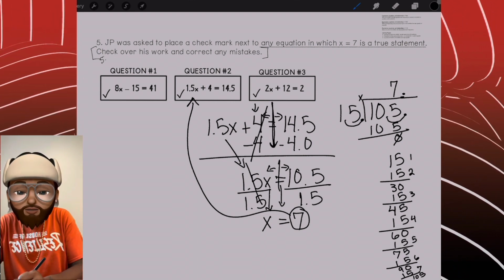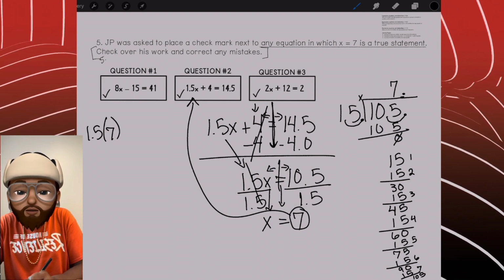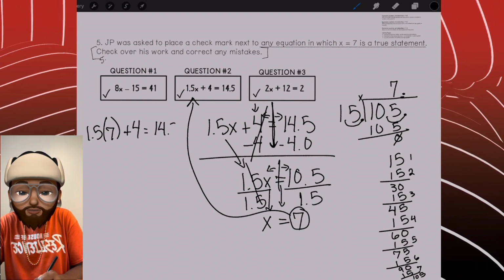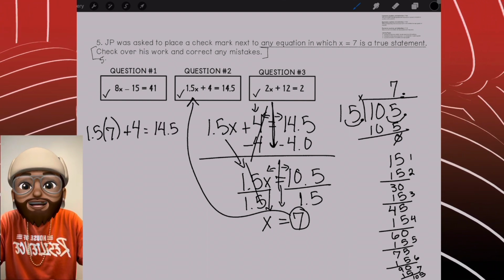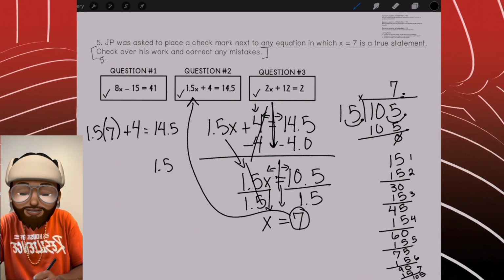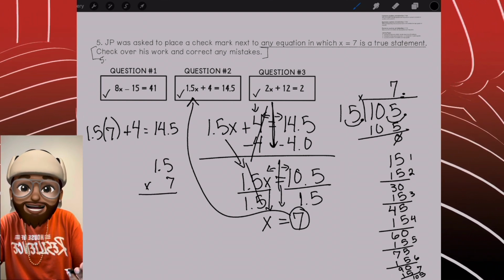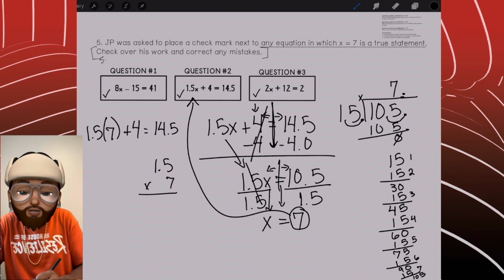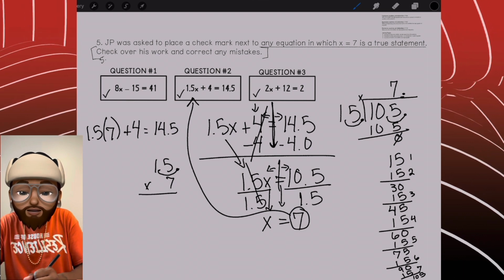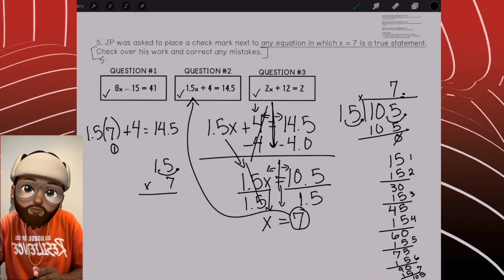So we have 1.5. We're going to multiply that times 7, and we're going to add 4 to that, and hopefully we get 14.5. Now, let's do this. So we need to do 1.5 times 7. We know from our previous instruction that multiplying decimals is fairly simple. We just need to move this decimal out to turn it into an integer number. Then we need to count how many times we moved that. And I usually like to circle it so that I remember.